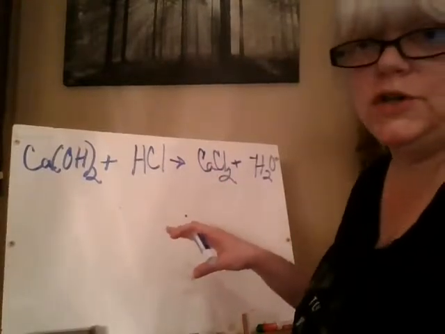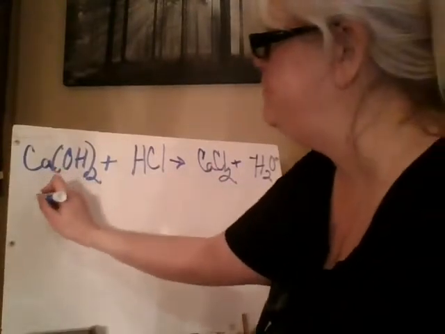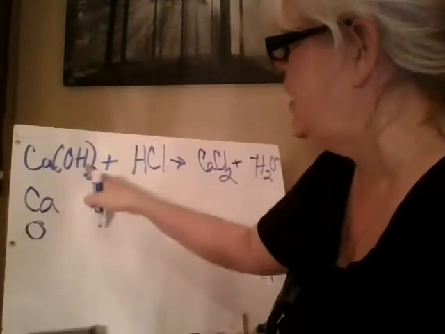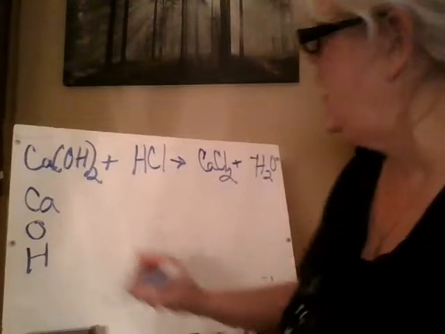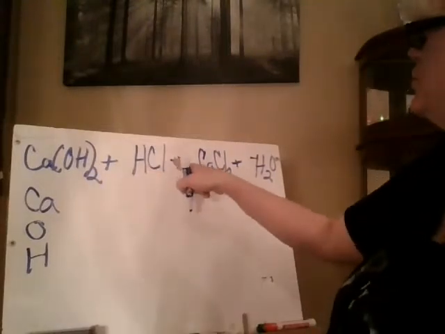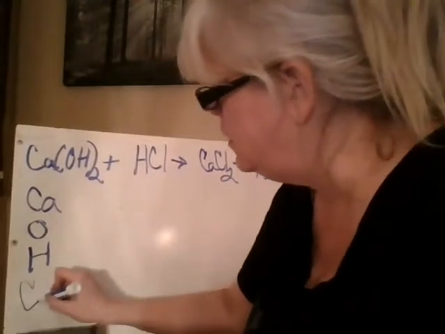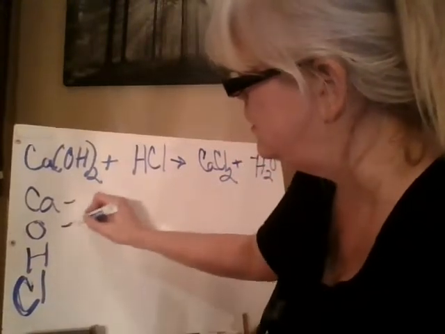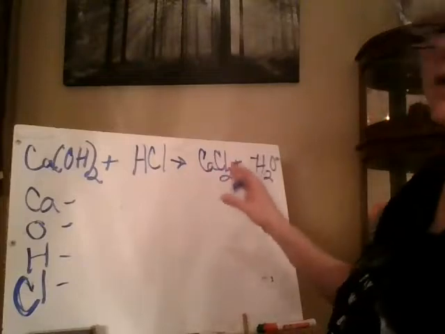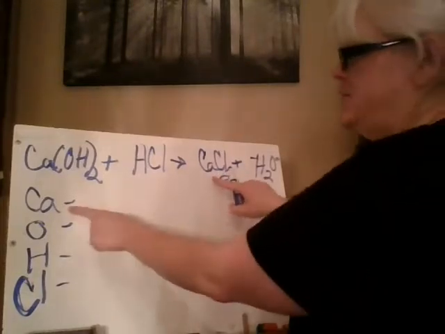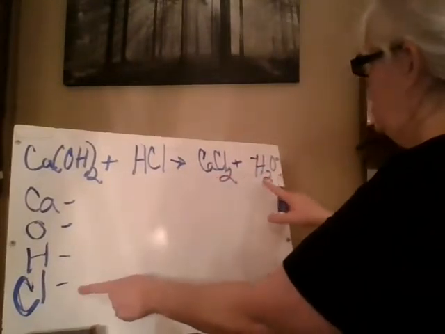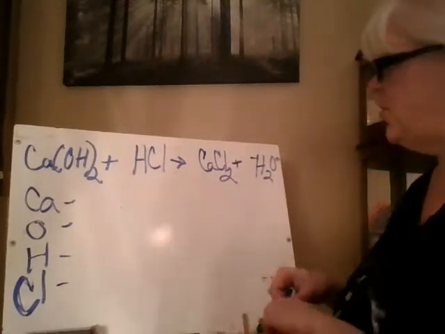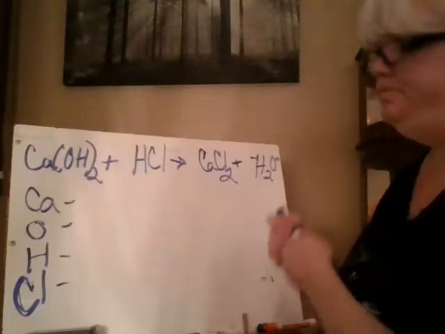So let's do our initial count here. So I have calcium. I have oxygen. I have hydrogen. And there's another hydrogen and, oh, chlorine. All right. Chlorine. All right. So, and you can double check yourself if you want to. I have calcium, I have chlorine, I have hydrogen, and I have oxygen. Okay? All right.